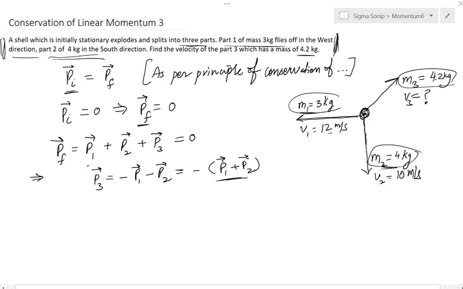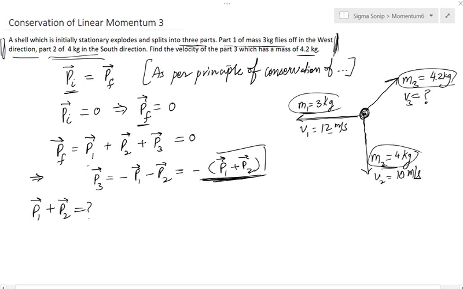So looking at this expression here, minus (P1 plus P2), we can see the way ahead. We need to find P1 and P2, the sum of P1 and P2, and then we need to take the negative of that. Negative means we just need to reverse the sum of P1 and P2. So we'll start with finding P1 and P2.